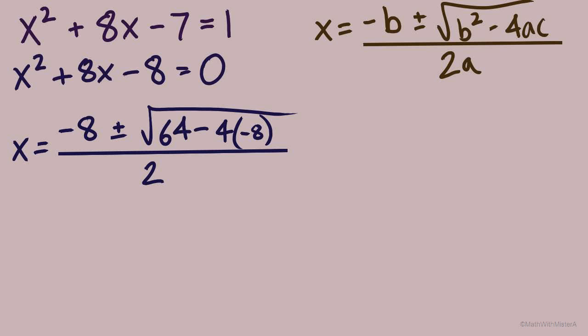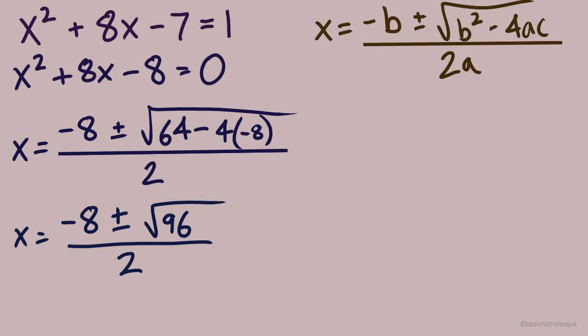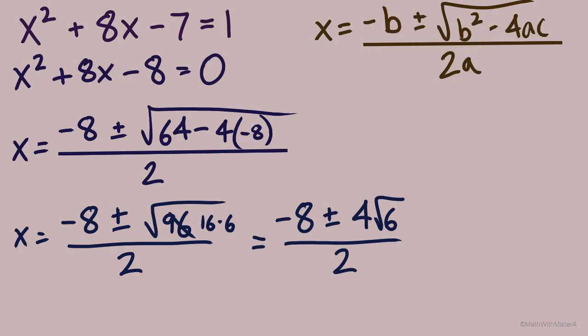So I have a little more work that I could do in the radical. This 4 times negative 8 is negative 32. So it's looking like 64 minus negative 32, or basically 64 plus 32, equals 96. Square root of 96. Now 96 is not a perfect square, but it does have some factors that are perfect squares, so it can be simplified. 96 is 16 times 6. So the square root of 16 becomes the 4 outside of the radical. The 6 remains inside the radical.